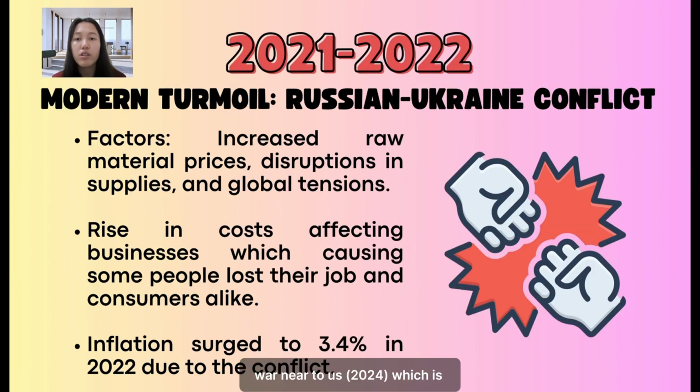How about the more recent years, 2021 and 2022? What happened is the Russia-Ukraine conflict. The factors are increased raw material prices, disruption in supplies, and global tensions. This causes a rise in costs affecting businesses, which causes some people to lose their jobs, and consumers alike. The inflation rate here surged to 3.4% in 2022 due to the conflict. Hence, knowing the crises, there are so many crises that happened here. This also shows that there will be a spike in inflation every 10 years in Malaysia. So I will pass on to the next one.